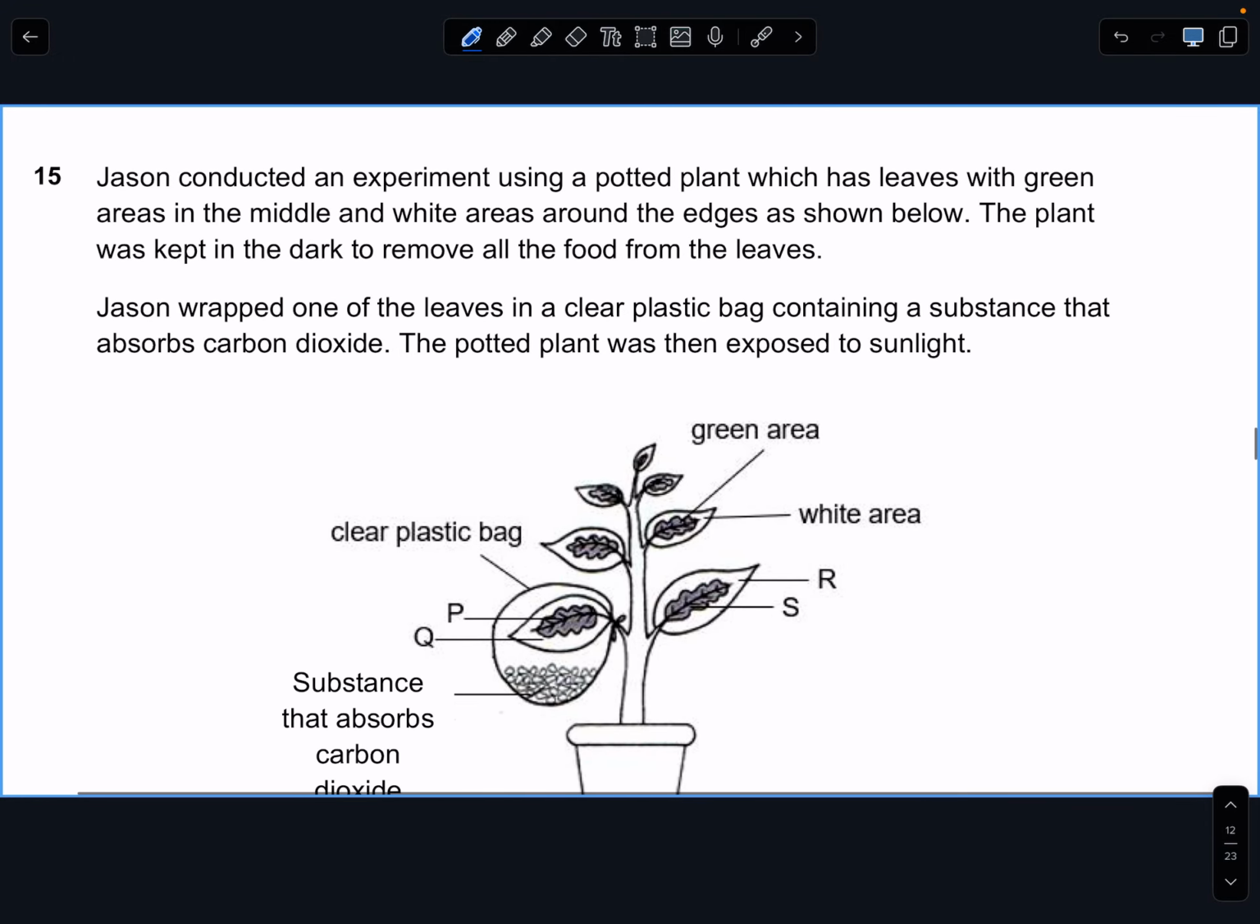Next. Jason conducted an experiment using a potted plant which has leaves with green areas in the middle and white areas. So this is actually variegated. The green areas are where you have chlorophyll. So without even thinking much, straight away I know only the green areas will be able to make food because of the presence of chlorophyll. However, having chlorophyll is not the only factor. You have to factor in whether or not the leaf is able to receive sunlight, and whether or not it has carbon dioxide. Only when the 4 items are fulfilled: chlorophyll, sunlight, carbon dioxide and water. Only then can your plant make food.